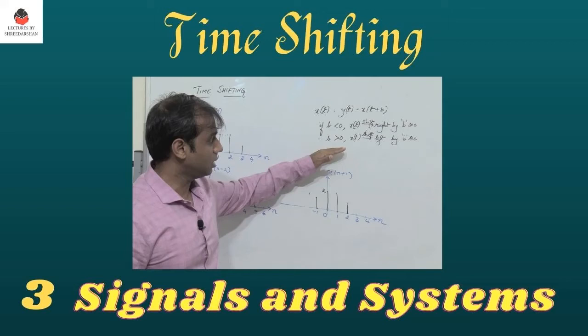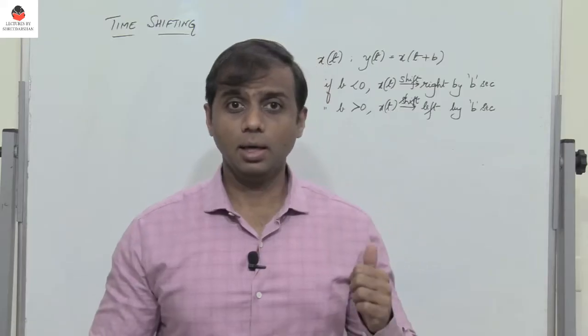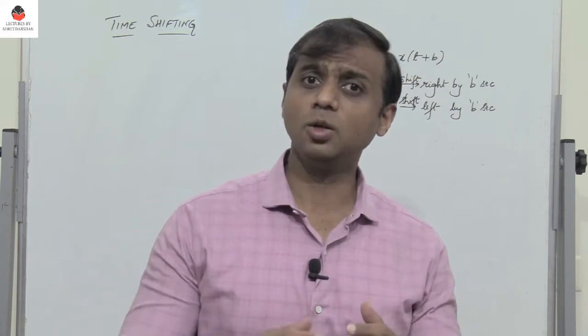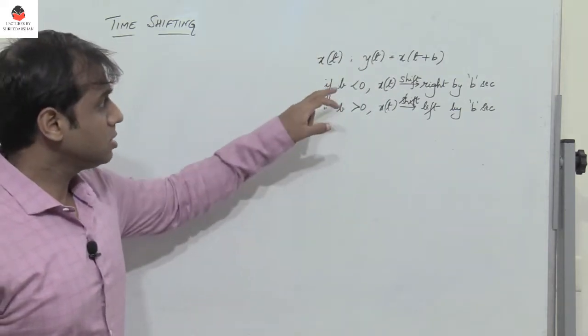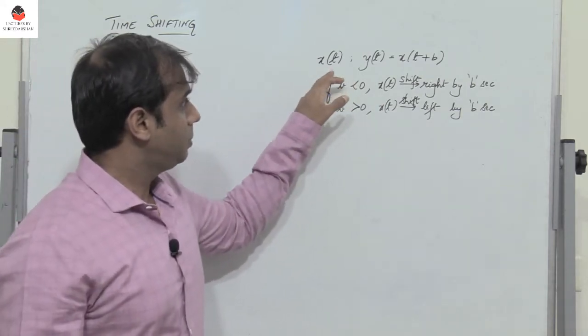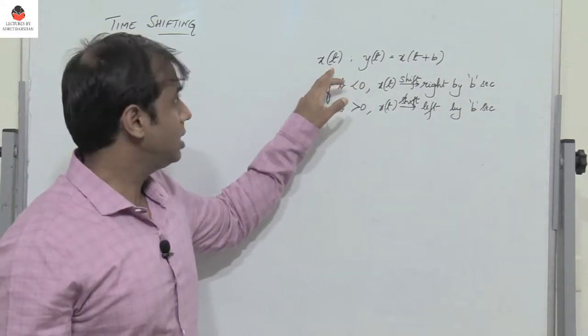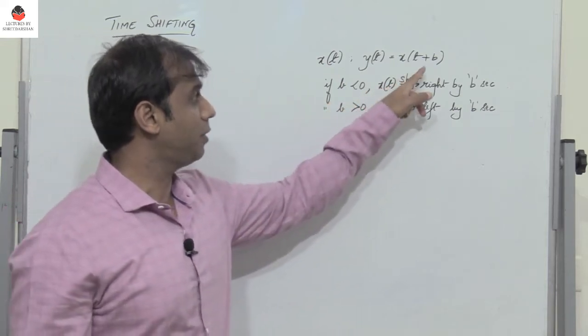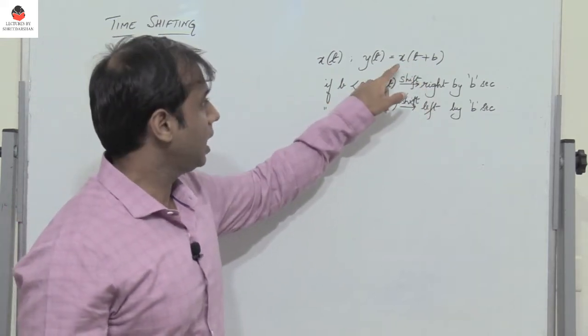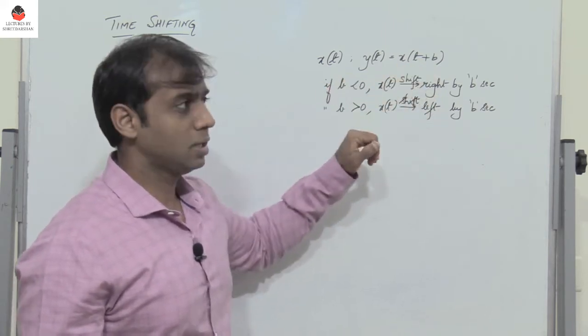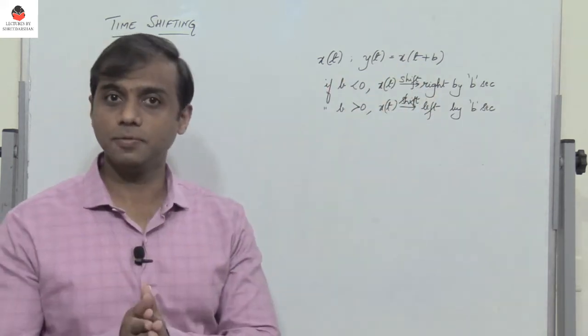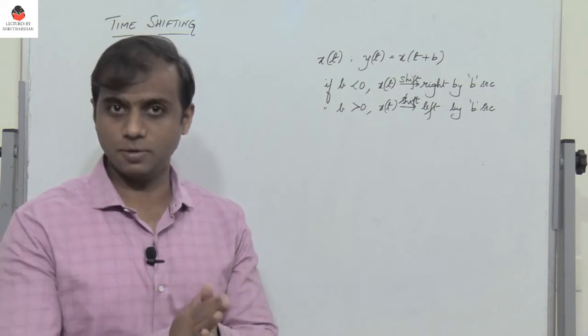In the previous video, we dealt with time scaling, and here we'll be dealing with time shifting, another operation which is done on the independent variable t. Now let us assume that this independent variable t is time shifted by a factor b. That means I have x of t plus b here.